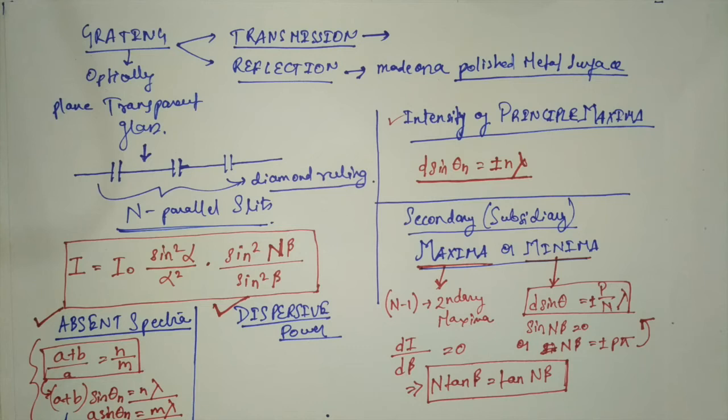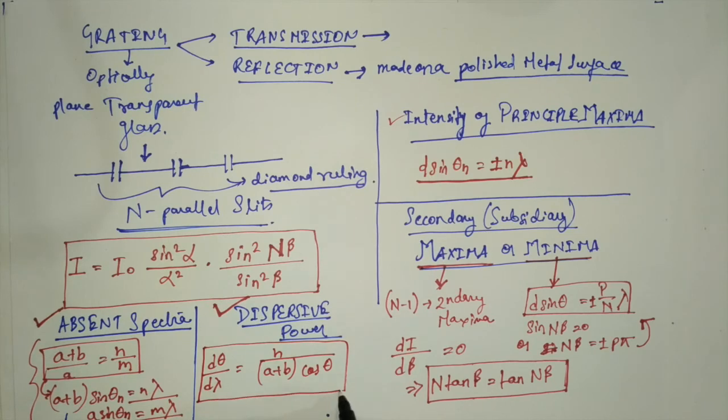For dispersive power, the formula is dθ/dλ = n/((a+b) cos θ). So for dispersive power of a grating, remember this formula.